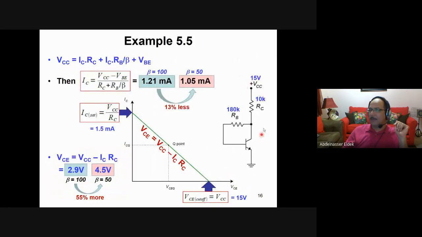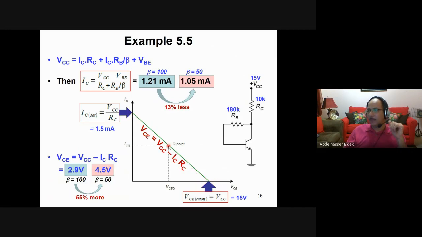Then let us see this example here. This is 15 volts, this is 10K, 180K, and so on. If we want to write the equation here, it is VCE equals VCC minus IC RC. So let's draw the load line. From this point here, VCE cutoff equals 15 volt. This is the VCC. And the saturation current is VCC divided by RC, which is 10K. So it's 15 divided by 10, that is 1.5 milliampere.